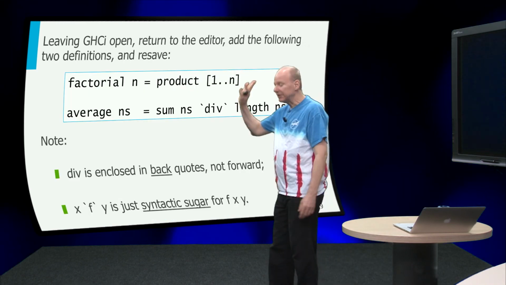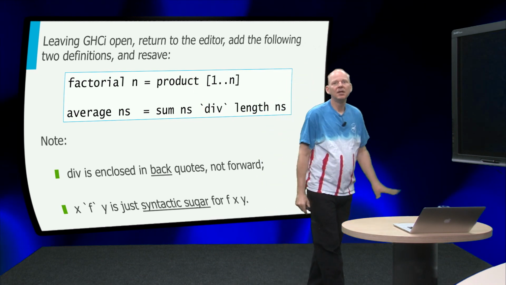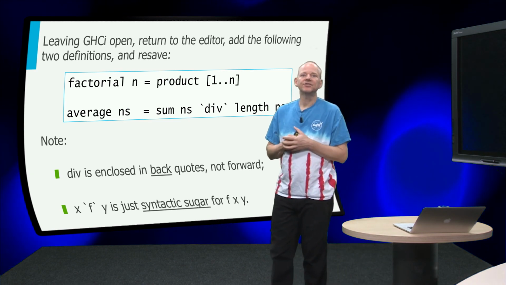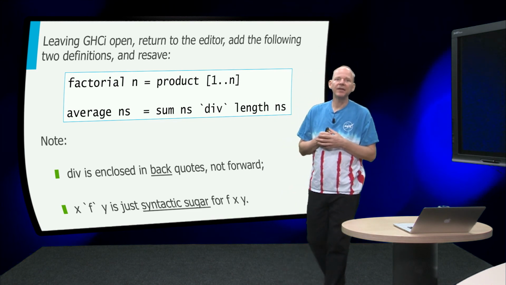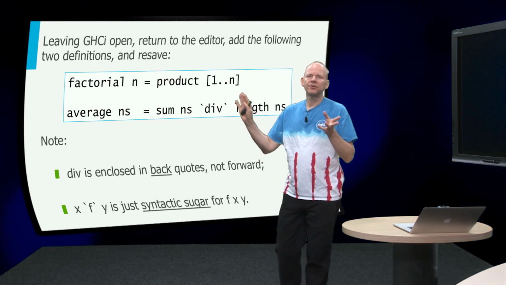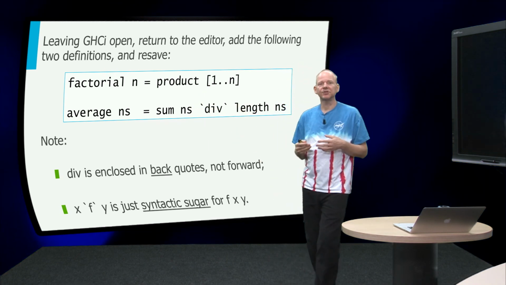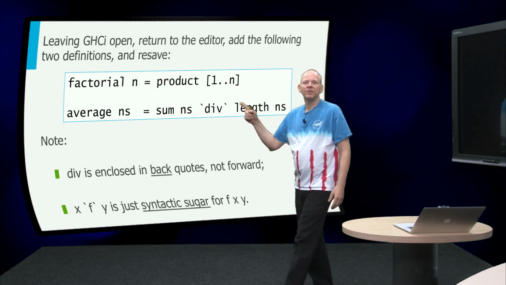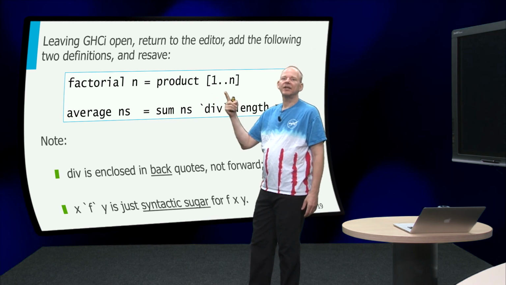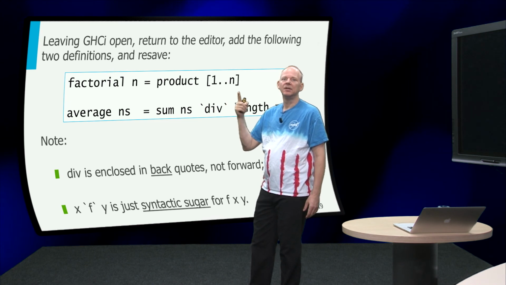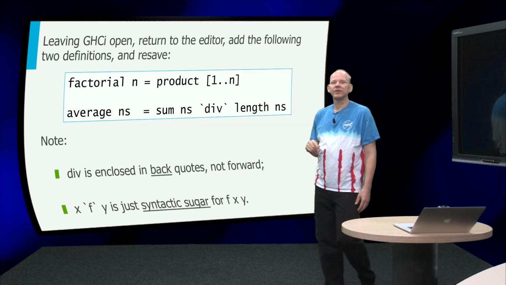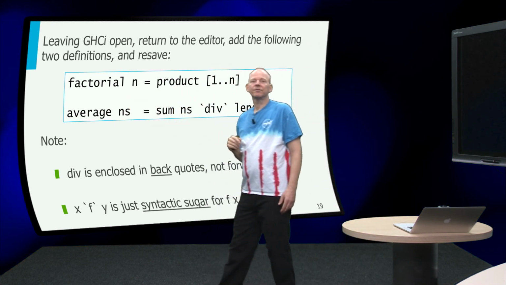So now what we do is we just leave GHCi open. We return to our editor. We add 2 new definitions. One is factorial, and the other one is average. And since we're starting here, we're using some syntax that we haven't introduced yet, so bear with me. So product of 1 to n, this thing here, denotes the list of values 1 up to n. And then product is the standard library function that multiplies all the values in a list. So this is a good definition of factorial.